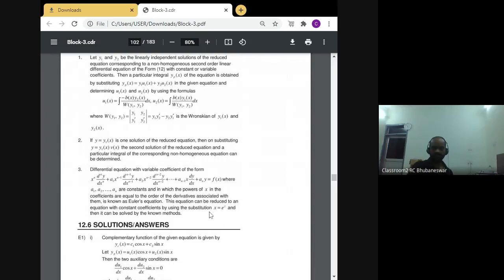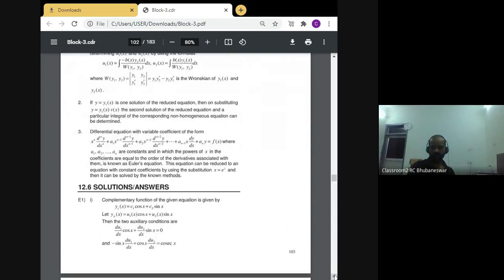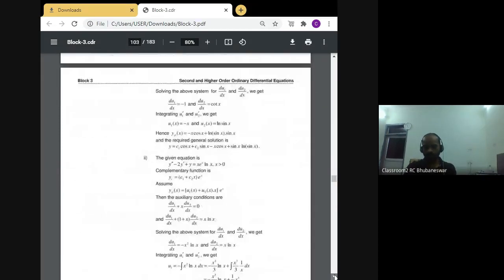Then finally, we discussed the Euler differential equation. Whenever a differential equation has variable coefficients where the power of the variable in each term is the same as the order of that term's derivative, it is known as the Euler differential equation. For such an equation, there is a standard substitution, x equal to e to the power z, to get the solution of that kind of differential equation.